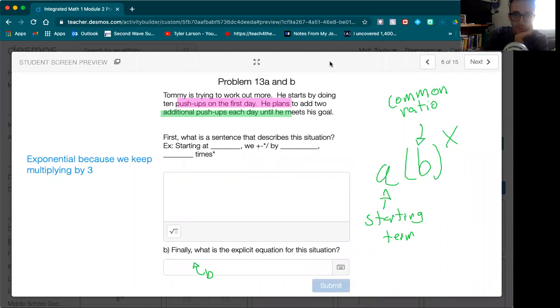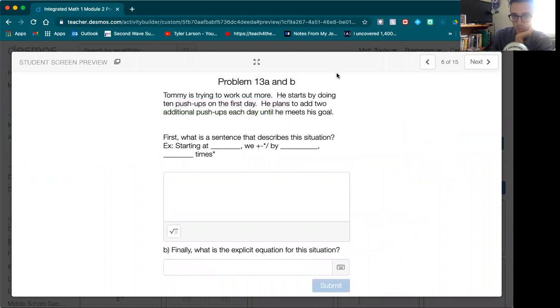We do the same kind of thing for 13a. Tommy is trying to work out more. Shout out to Tommy, trying to get those gains. Starts by doing 10 push-ups on the first day. He plans to add 2 additional. Oh, okay. So add 2 additional push-ups each day until he meets his goal.